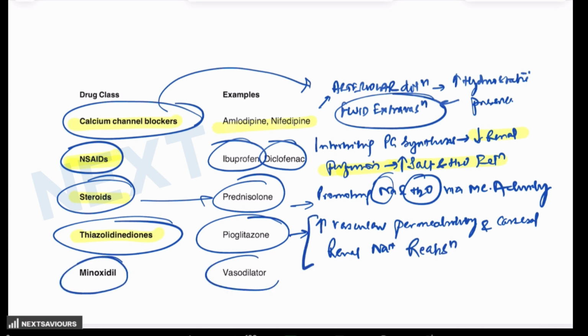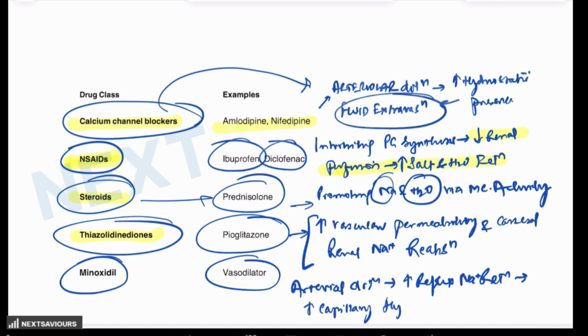And finally, minoxidil, which is a vasodilator. As you already know, it results in the same mechanism as calcium channel blockers cause edema: arteriolar dilatation, resulting in increased reflex sodium retention, thereby increasing the capillary hydrostatic pressure. So these are the important drugs which are known causes for pedal edema, which are usually kept in your options or in the questions for you to identify.